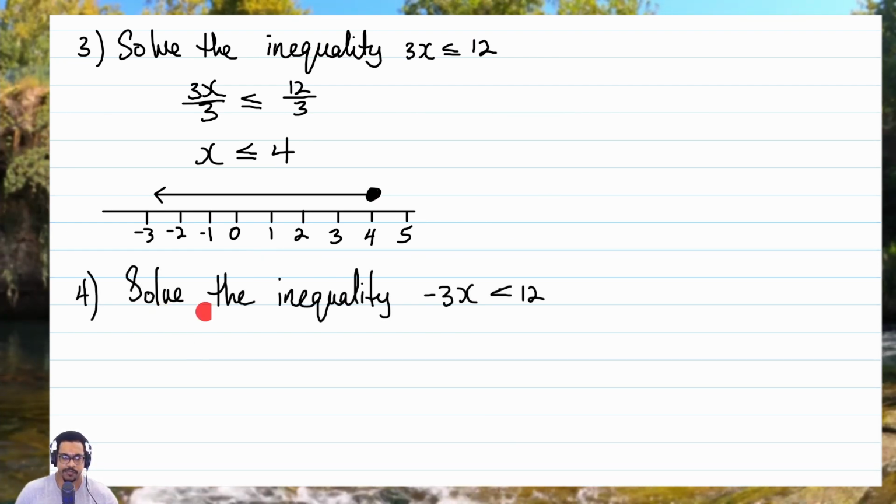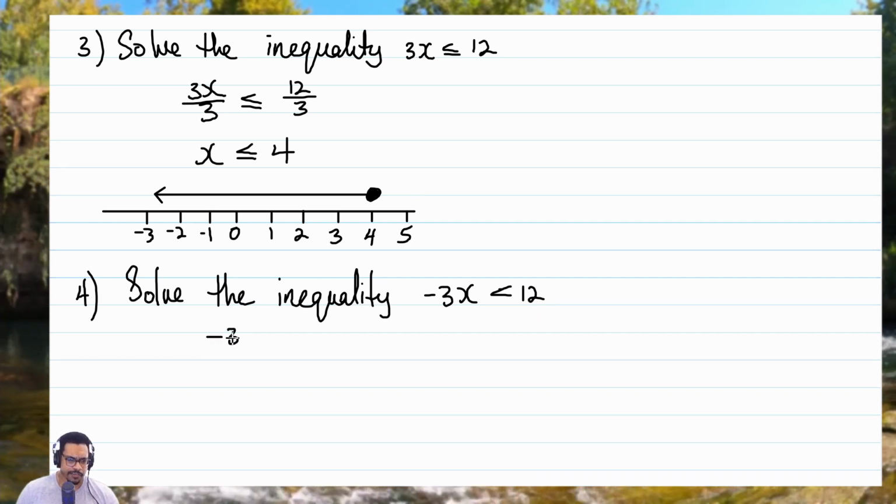Now in this question, we have to solve the inequality. We have a negative 3x is less than 12. So we're going to go about it the same way, but there's going to be a slight difference to working out this one. So in order to get rid of the negative 3 on the left-hand side of the inequality sign, I have to divide this side by negative 3, which means I must also divide the right-hand side of the inequality sign by negative 3.